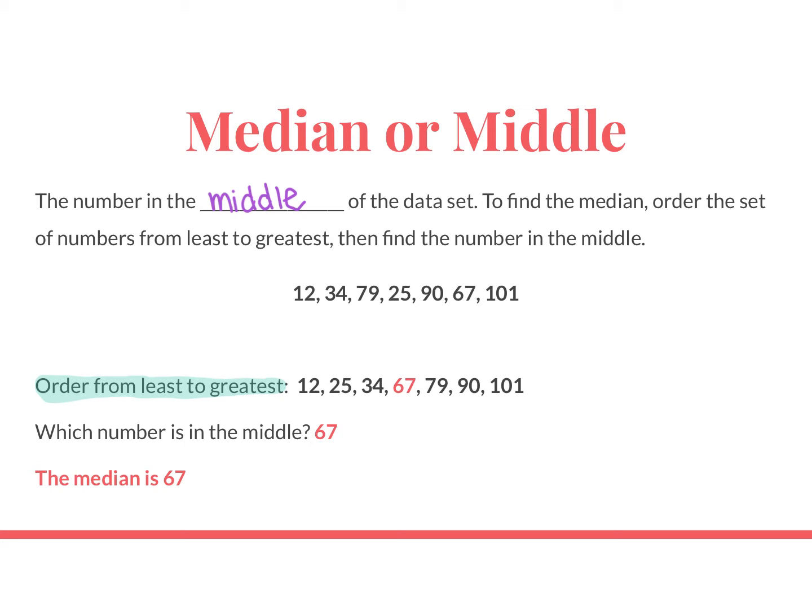We can cross out one number at a time until we reach the middle from either side. So we can cross out 12 and 101, cross out 25 and 90, cross out 34 and 79, 3 numbers from each side, and then we notice that we have 1 number left over in the middle. This number is our median. Our median for this data set is 67.